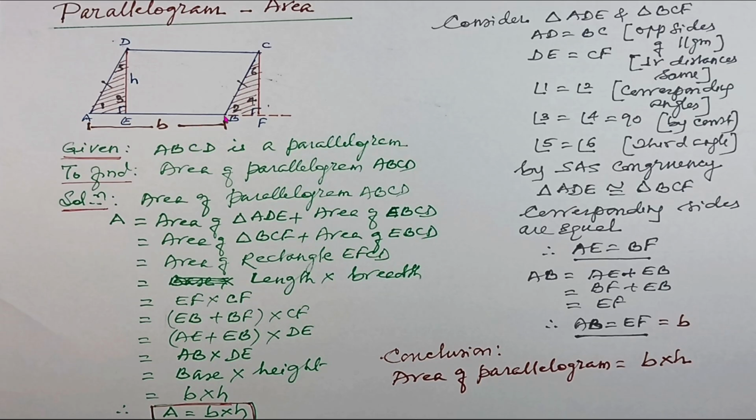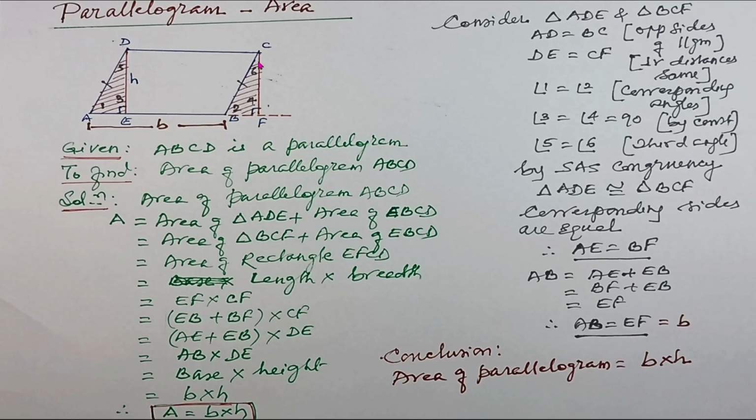Now what is given to us is ABCD, which is a parallelogram. We have to find the area of the parallelogram and establish the relation that the area of the parallelogram is the product of the base of the parallelogram and its height, that is B into H. Now let us see how we can do that.